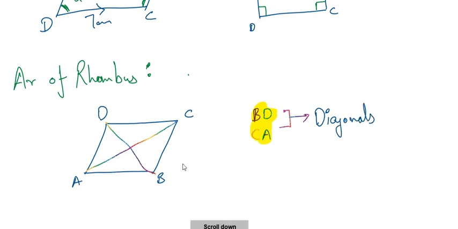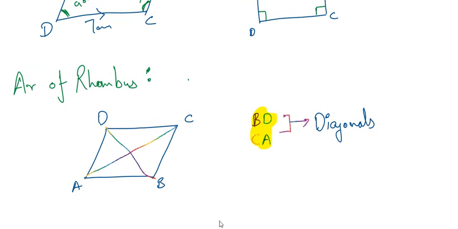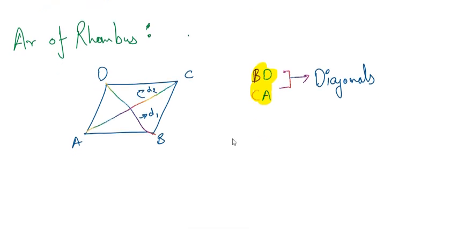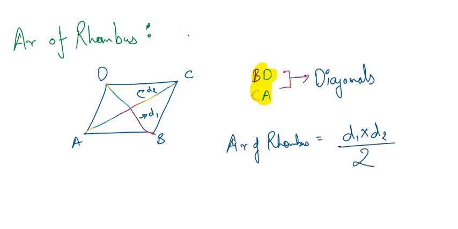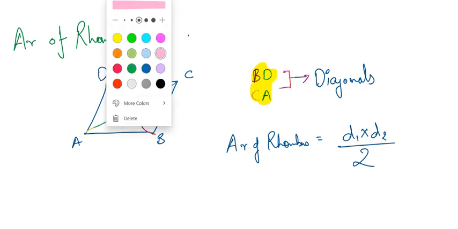You've got it. So the area of a rhombus is determined as follows: let me call diagonal BD as D1 and diagonal AC as D2. I would determine the area of the rhombus as D1 times D2, but not just D1 times D2. I would divide the product by 2. And this is my final area of a rhombus, which I would be using for solving my numericals.